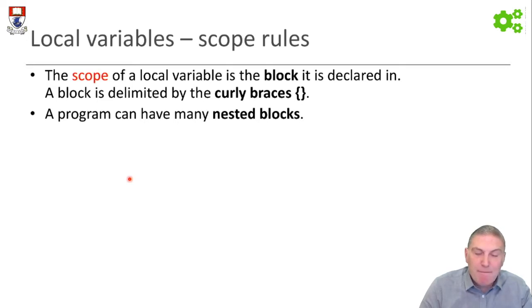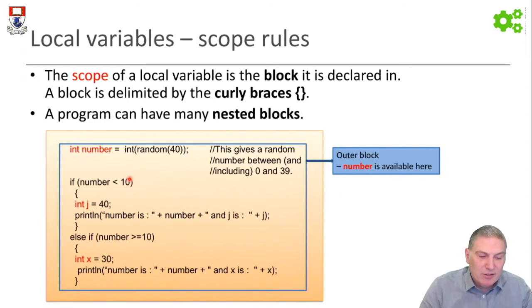A program can have many nested blocks. So here's some code. You'll notice that we have a variable number, which is declared as an integer. We're giving it a value, some random value between 0 and 39, using a call to the built-in Processing random function. Might be worth making a note of that for future use. random(40) gives you a number between 0 and 39 when you convert it to an integer.